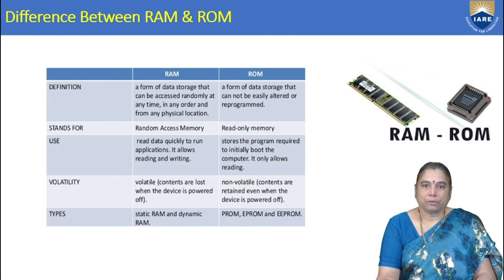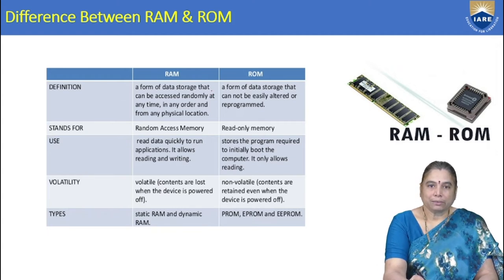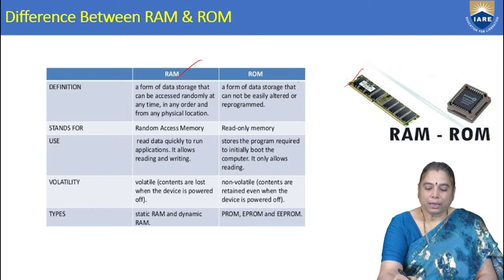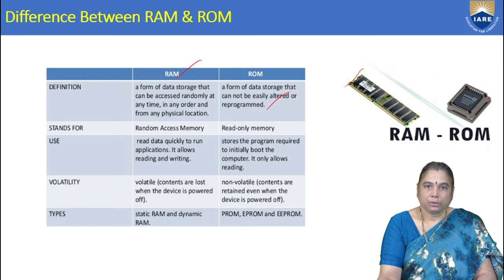Now, we have to discuss what the differences are between RAM and ROM by taking various features into consideration. A form of data storage that can be accessed randomly at any time, in any order, and from any physical location is generally referred to as RAM. And the layout of the RAM chip is like this. The ROM is a form of data storage that cannot be easily altered or reprogrammed. So, write operation requires some special attention in case of ROM. The layout of the ROM chip can be like this.